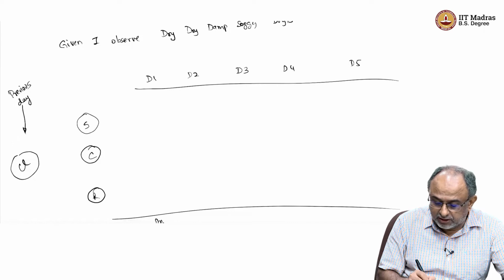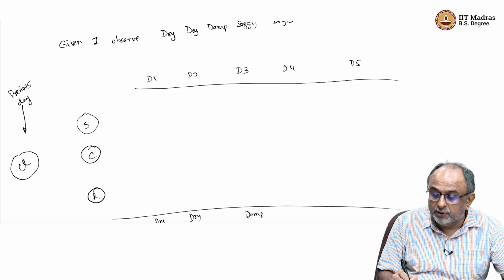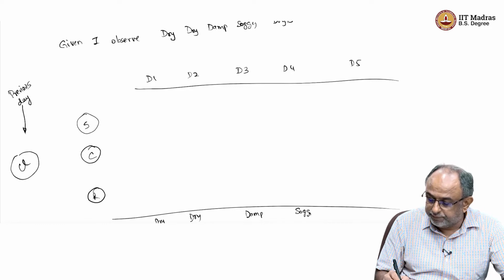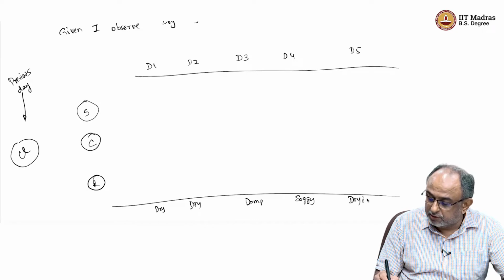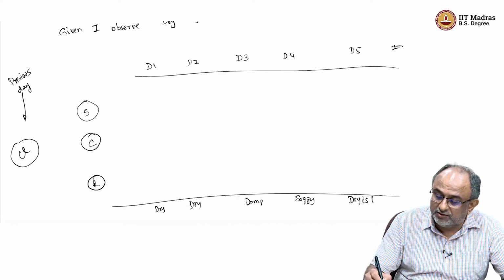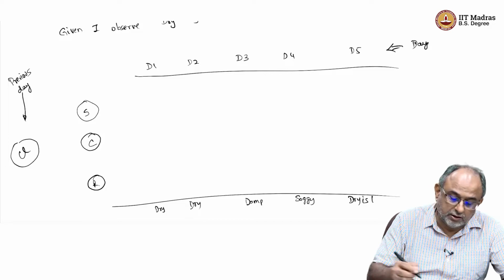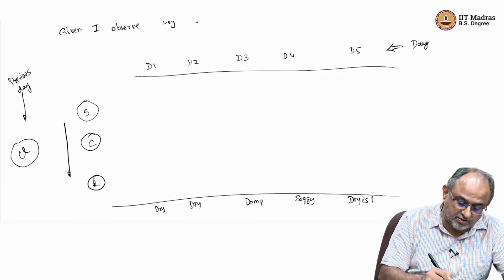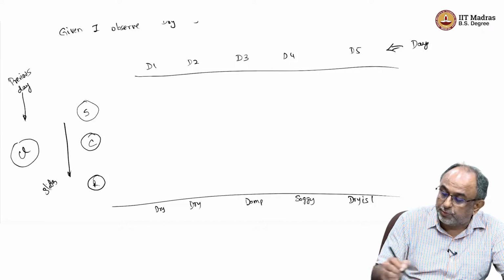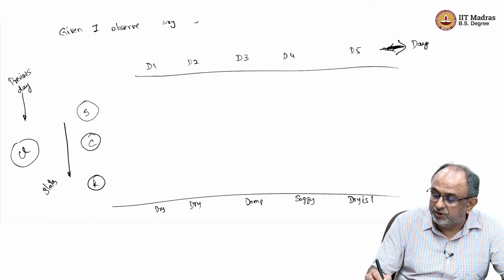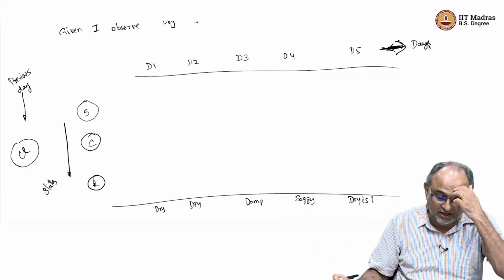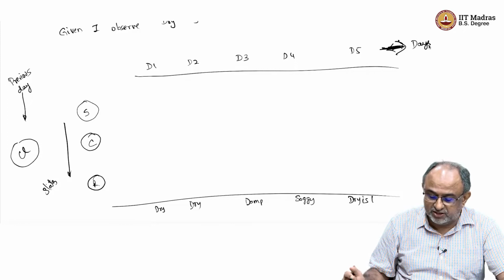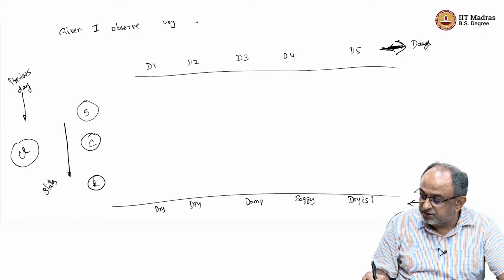So dry, damp, soggy, dryish. So these are the days, these are the states. We are progressing in time. Sorry, it should be these are days. So on the right hand side, as you go along the x-axis, it's days. When you go down, these are the states. These are the observations.